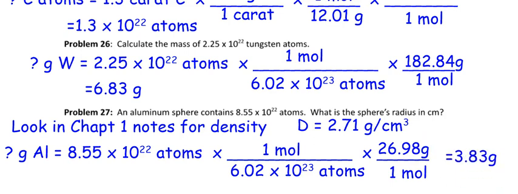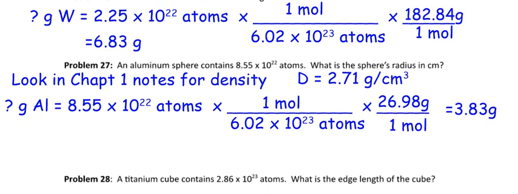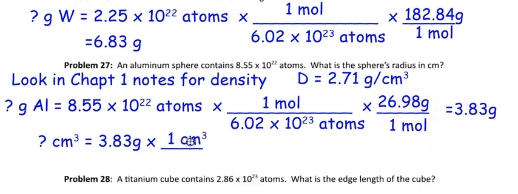Now what? How does that help me? All right. I got grams, periodic table. Okay, I've already used that. Thank you. Quit saying that. I need volume. So, all right, here we go. Cubic centimeters is equal to 3.83 grams. Don't use periodic table. I already did it over here. I don't need moles. I need cubic centimeters.